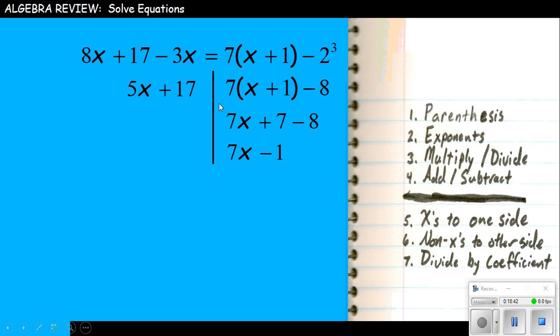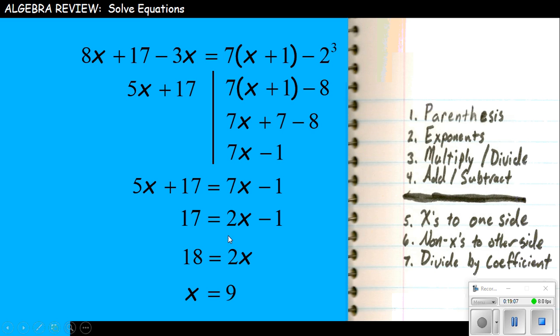After all that, and there's several different orders you could have done that in, and a couple different ways you could write that, but no matter which way you do it, you should eventually end up here. 5x plus 17 is equal to 7x minus 1. Now we're going to get our x's onto the same side by subtracting 5x from both sides. So now we have 17 is equal to 2x minus 1. Then simply add 1 and divide by 2. We end up getting x is equal to 9.